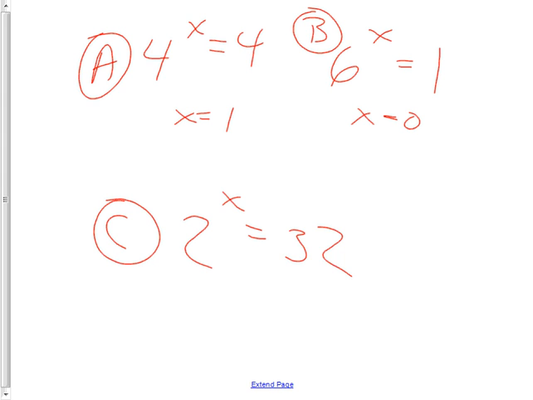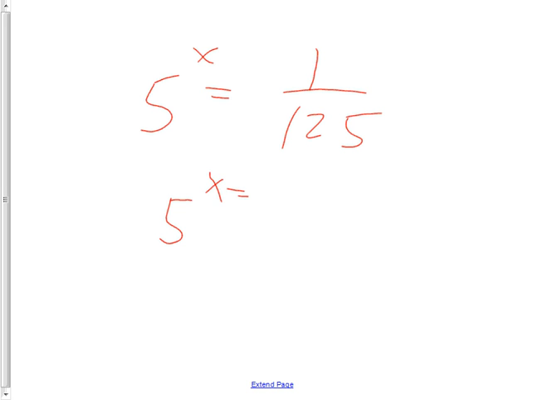Now, you could do that in two different ways. You could say this 32 could be written as 2 to the fifth, couldn't it? And then this has to equal that. Remember those? If you make the bases the same, the exponents have to be the same. All right.